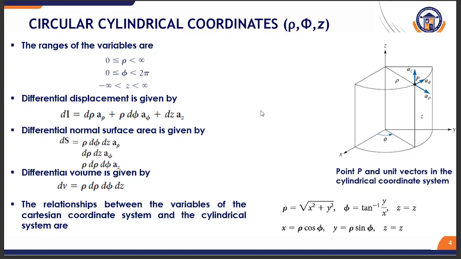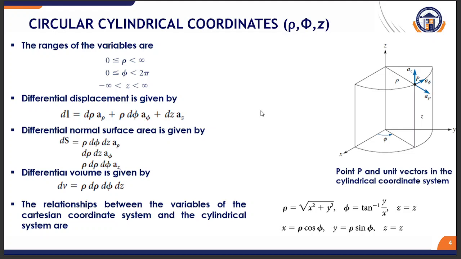Here the differential displacement dl is, unlike Cartesian coordinates, such that a change in angle d phi results in an arc length of rho d phi. So dl is defined as d rho a rho plus rho d phi a phi plus dz a z.